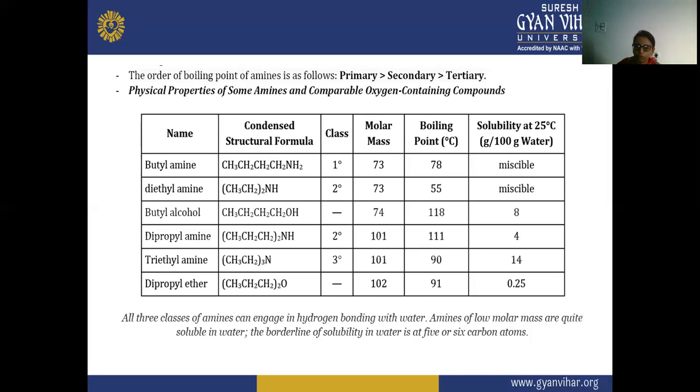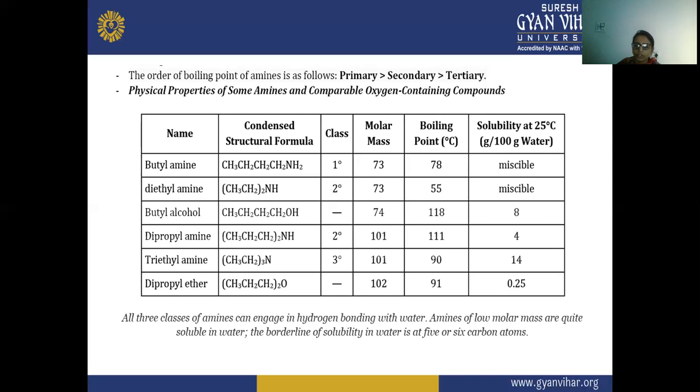The solubility is 14 in diethyl ether, its molar mass is 102, and it has a high boiling point. The solubility is 0.25. All three classes of amines can engage in hydrogen bonding with water, and amines of lower molar masses are quite soluble in water.